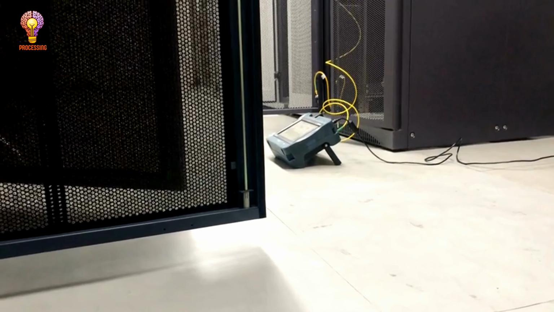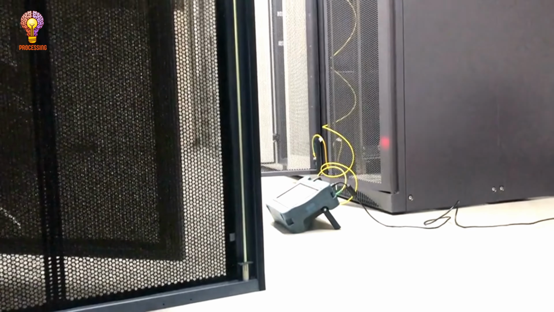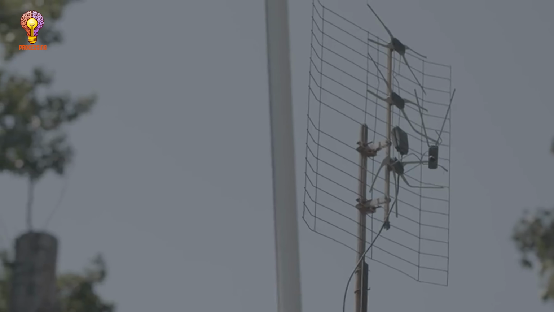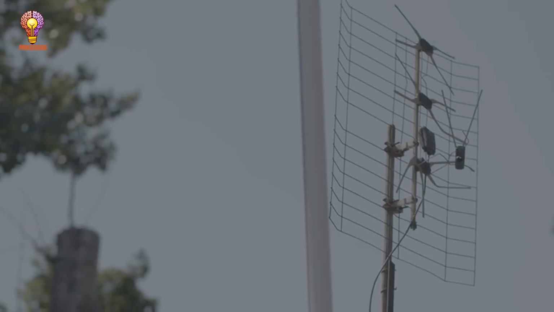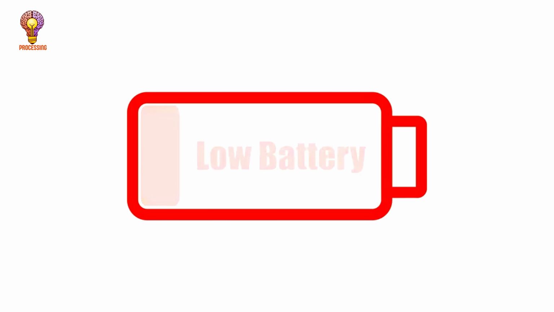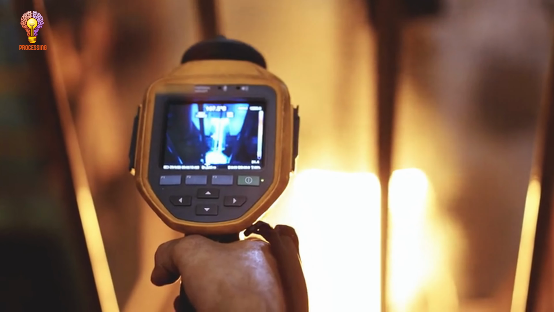B. Connectivity testing. Wi-Fi, Bluetooth, and cellular connectivity are tested in anechoic chambers. Antenna performance is verified to ensure strong signal reception. C. Battery and safety tests. Charge cycles are tested to ensure battery longevity. Thermal tests check for overheating risks.